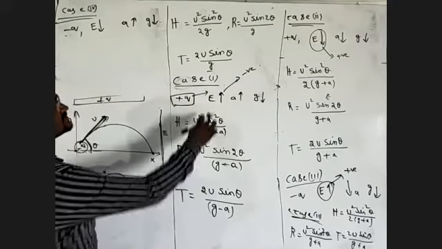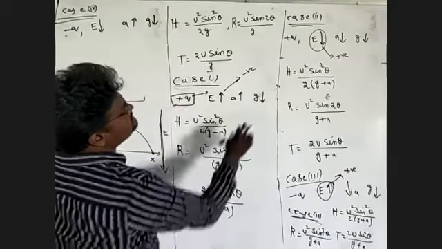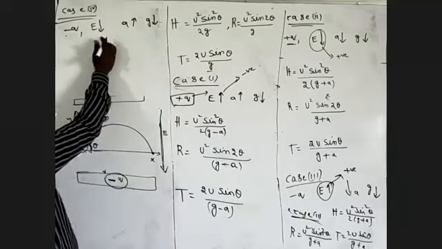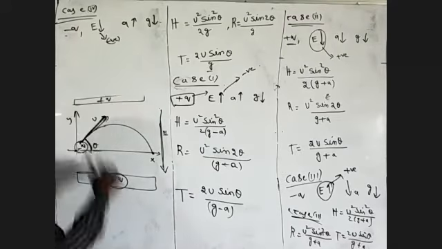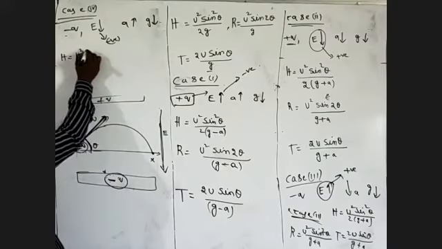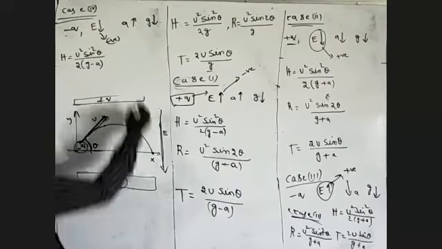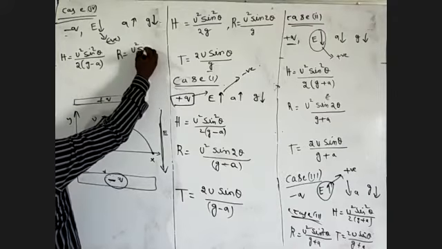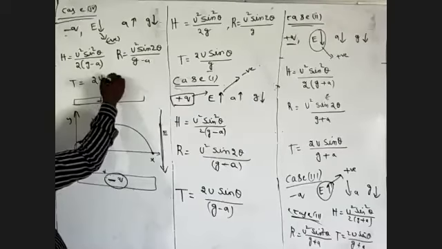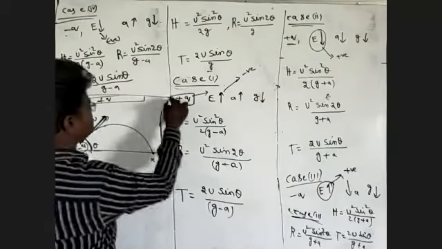You will see the first case: positive charge with electric field up means negative. In the second case, positive charge with electric field downward, but you can take the opposite direction, so you take it as negative. Now, H is equal to u squared sin squared theta by 2 into (g minus a). Range is equal to u squared sin 2 theta by (g minus a). T is equal to 2u sin theta by (g minus a). You can write it. These are all the equations.